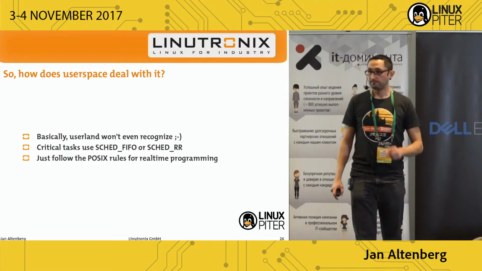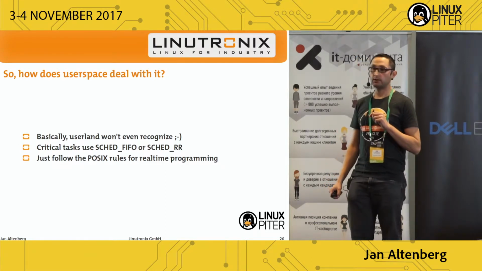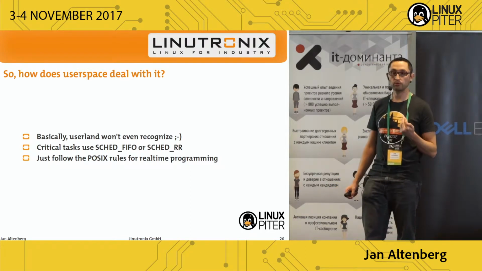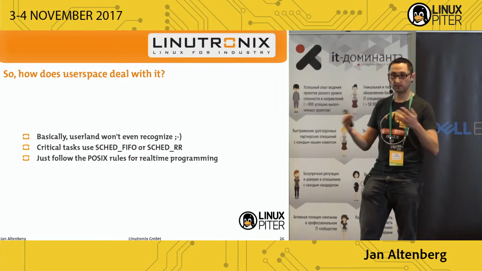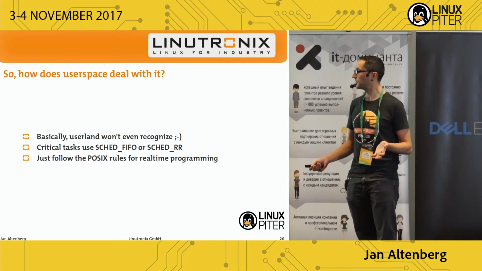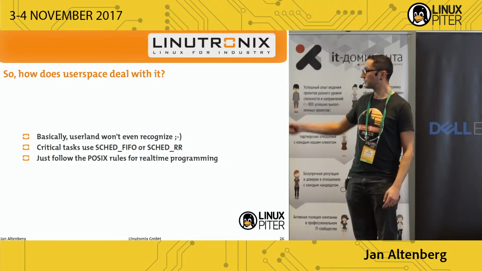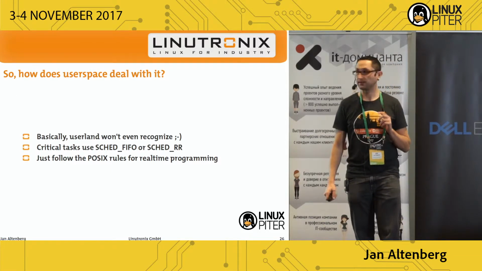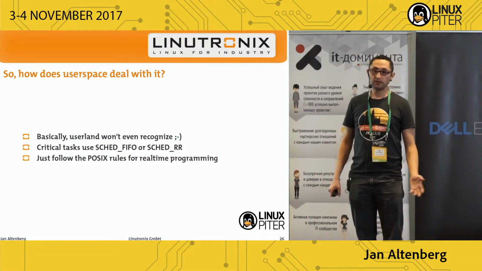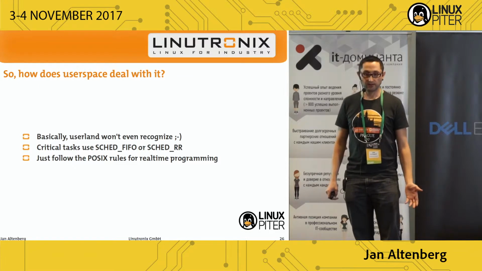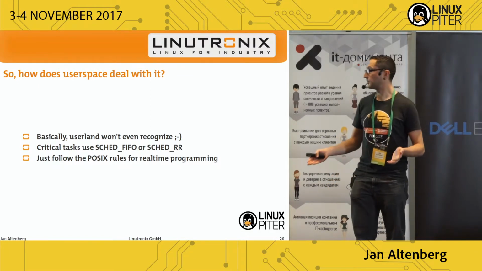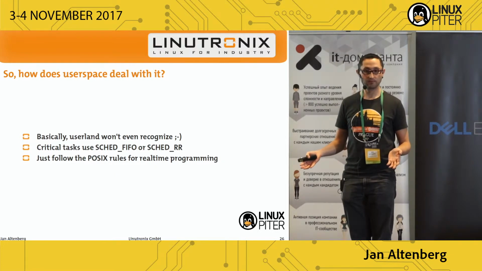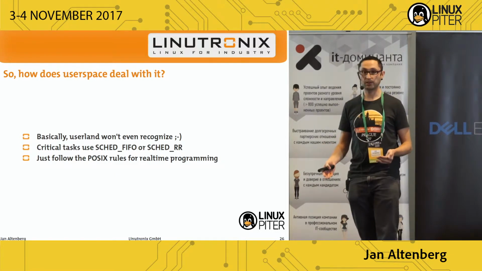So now I told you one of the disadvantages of the microkernels is that they are quite hard to use for user space. So you need special libraries and stuff. So the main question is, how does user space deal with the real-time preemption patch? And basically, that's the nice answer. Basically, user space won't even recognize, because it's a standard Linux system, we're just underneath changing the preemption model. But you're just writing a standard Linux application.